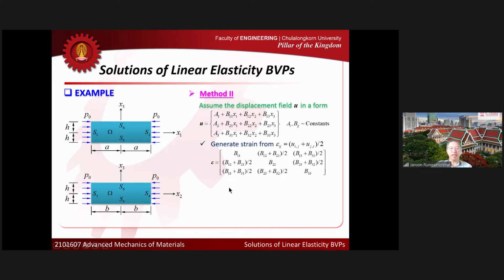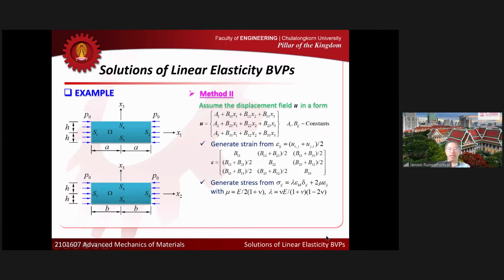Okay. Now, when I get strain components, I can get stress as well. Okay, I can get stress easily based on this relationship. Okay, the generation of stress, we just simply plug in the strain component that we got here. Okay, plug it in this relationship. Now we can get stress components. Okay, is that clear to you?